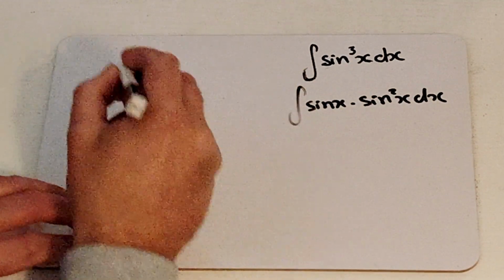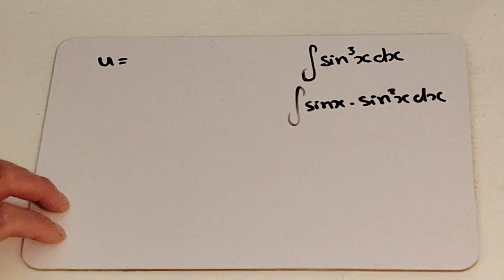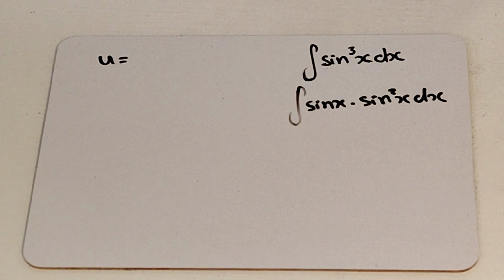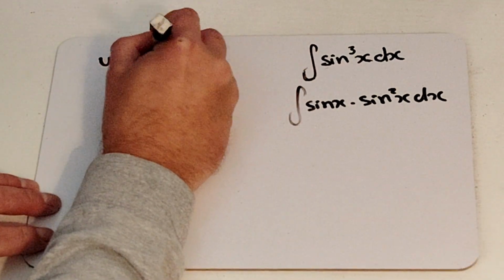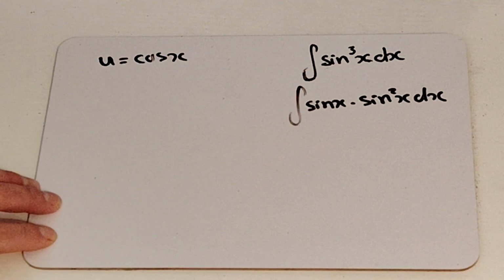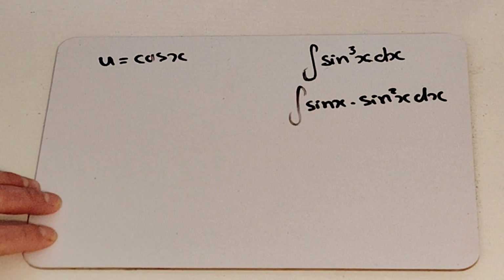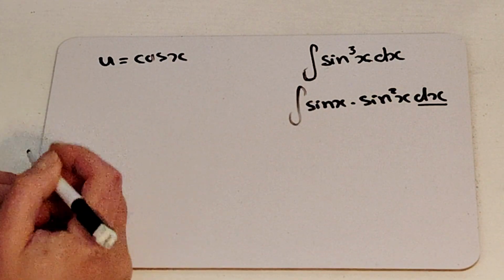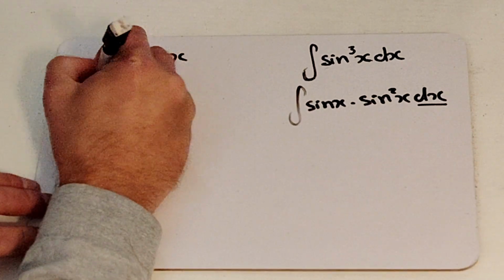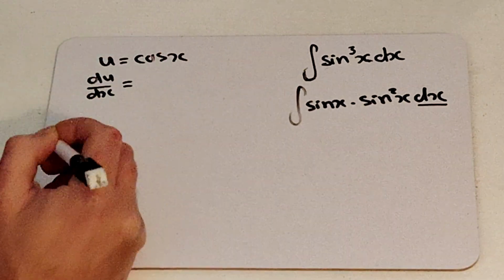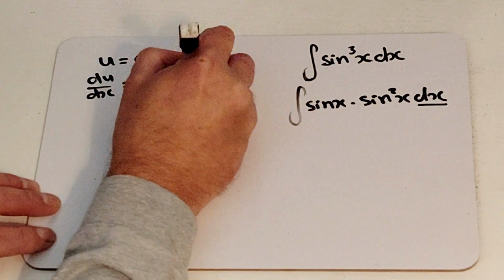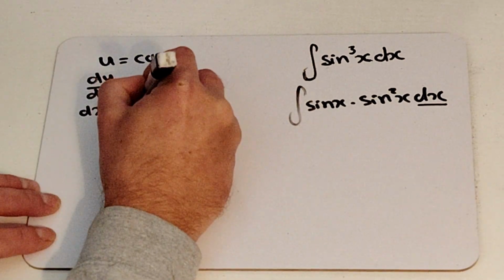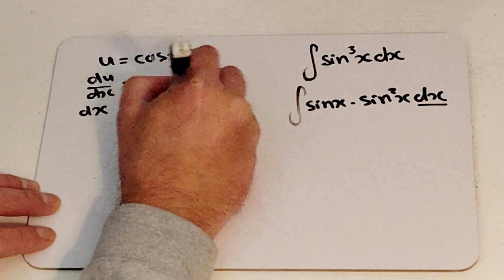And I'm going to use a substitution u. Now you might want to throw in sine x. It seems logical, but actually if we put our substitution as cos x, the derivative of sine x, something nice happens. Because we want to replace dx with du, as with any substitution. So du by dx, cos goes to negative sine. Get dx by itself, so we get negative du upon sine x.